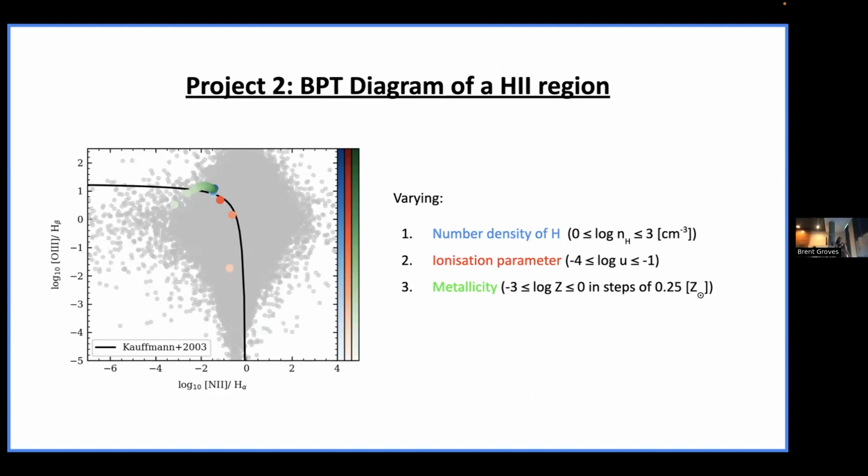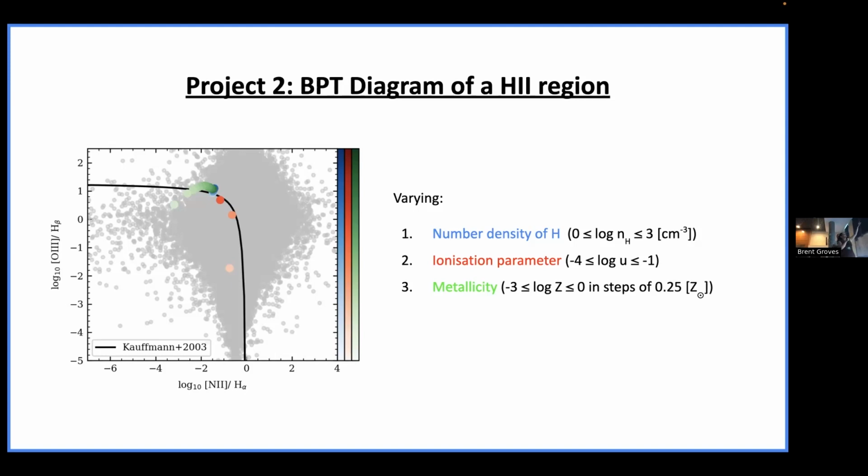Hi. So we have been playing with BPT diagrams of H2 regions here. We have computed the emission lines with Cloudy, taken the ratios, and displayed them. What we are doing here is varying 3 parameters: the number density of hydrogen, the ionization parameter, and the metallicity. Of course, we vary one and fix the other ones to see what happens.